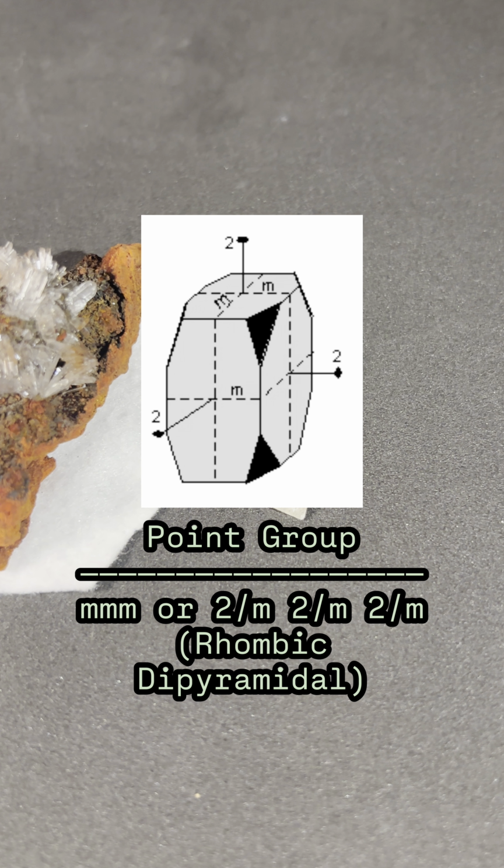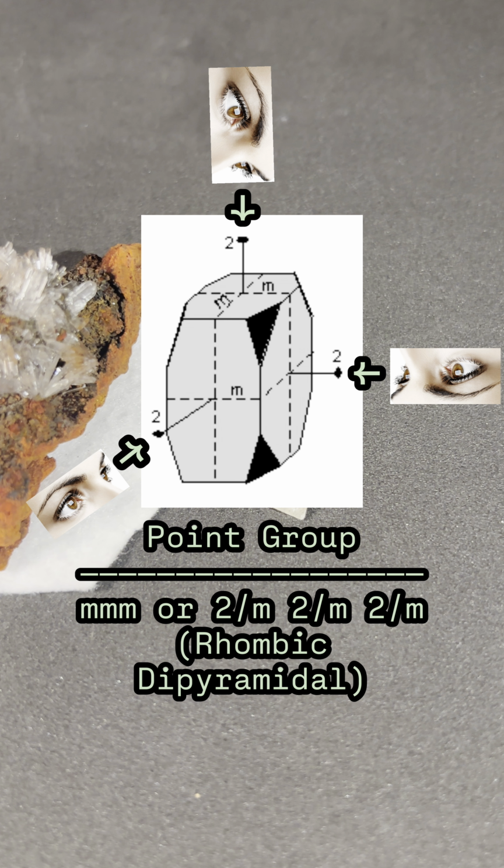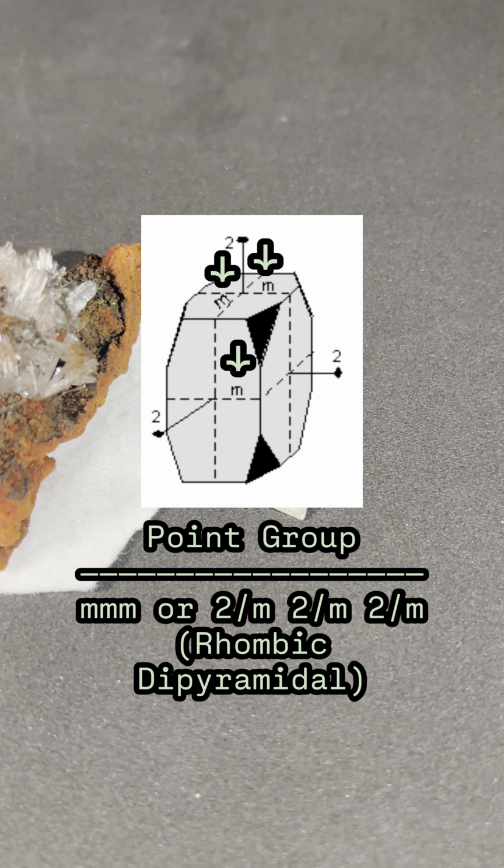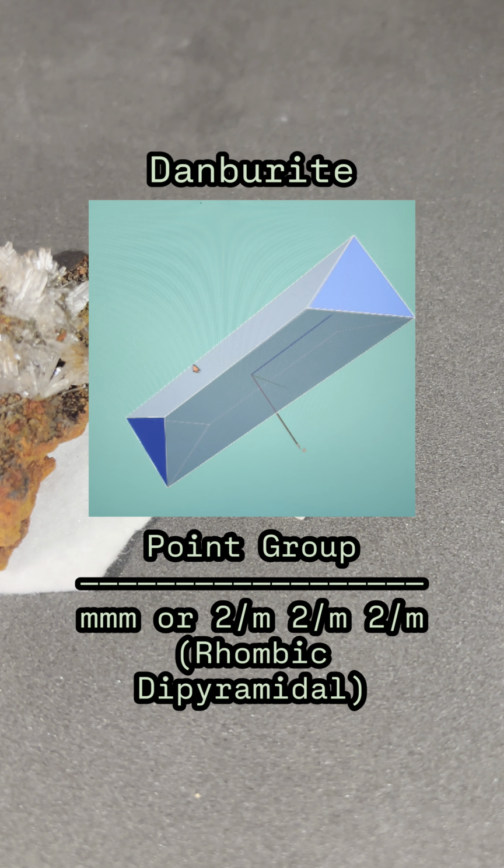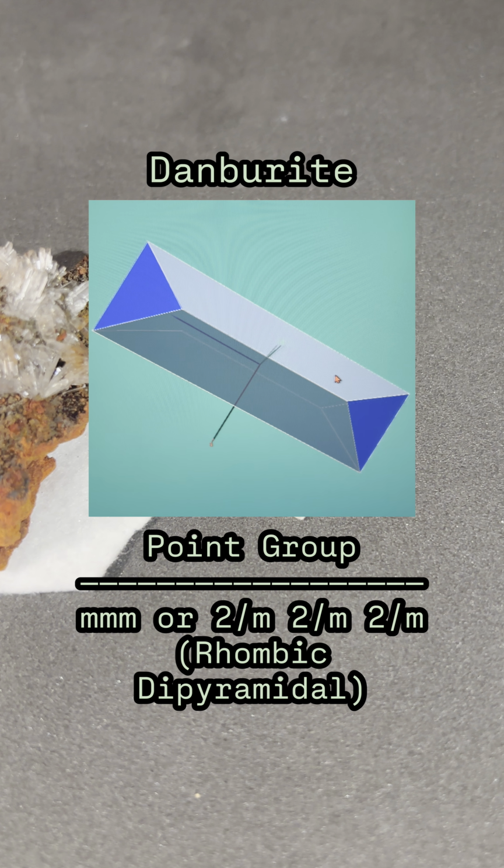Keep in mind that although we see a pair of planes when looking down each of the 3 crystallographic axes, there are only 3 mirror planes in total. Danburite is an MMM mineral, and this is a simulation of a danburite crystal.